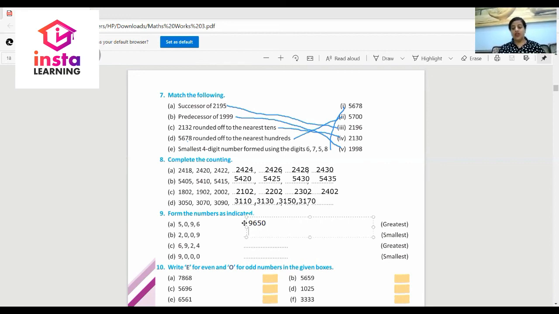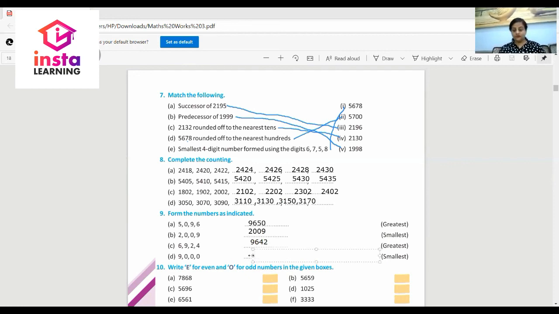After that, 2009 is given and we have to make the smallest number, and it is the smallest number. Okay, because 2009 is the smallest of all. It is already written like this. Now the greatest number: we will put 9, then 6, then 4, then 2. 9642 is the greatest of all.